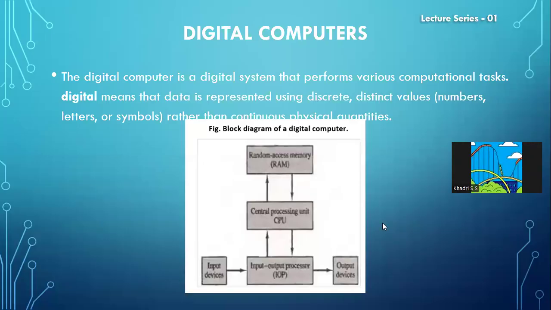Let us start with the digital computer. The digital computer is a digital system that performs various computational tasks. Digital means data is represented using discrete, distinct values, that is, numbers, letters, or symbols rather than continuous physical quantities. You can see the block diagram of a digital computer, which contains the RAM, CPU, input devices, output devices, and input-output processing.